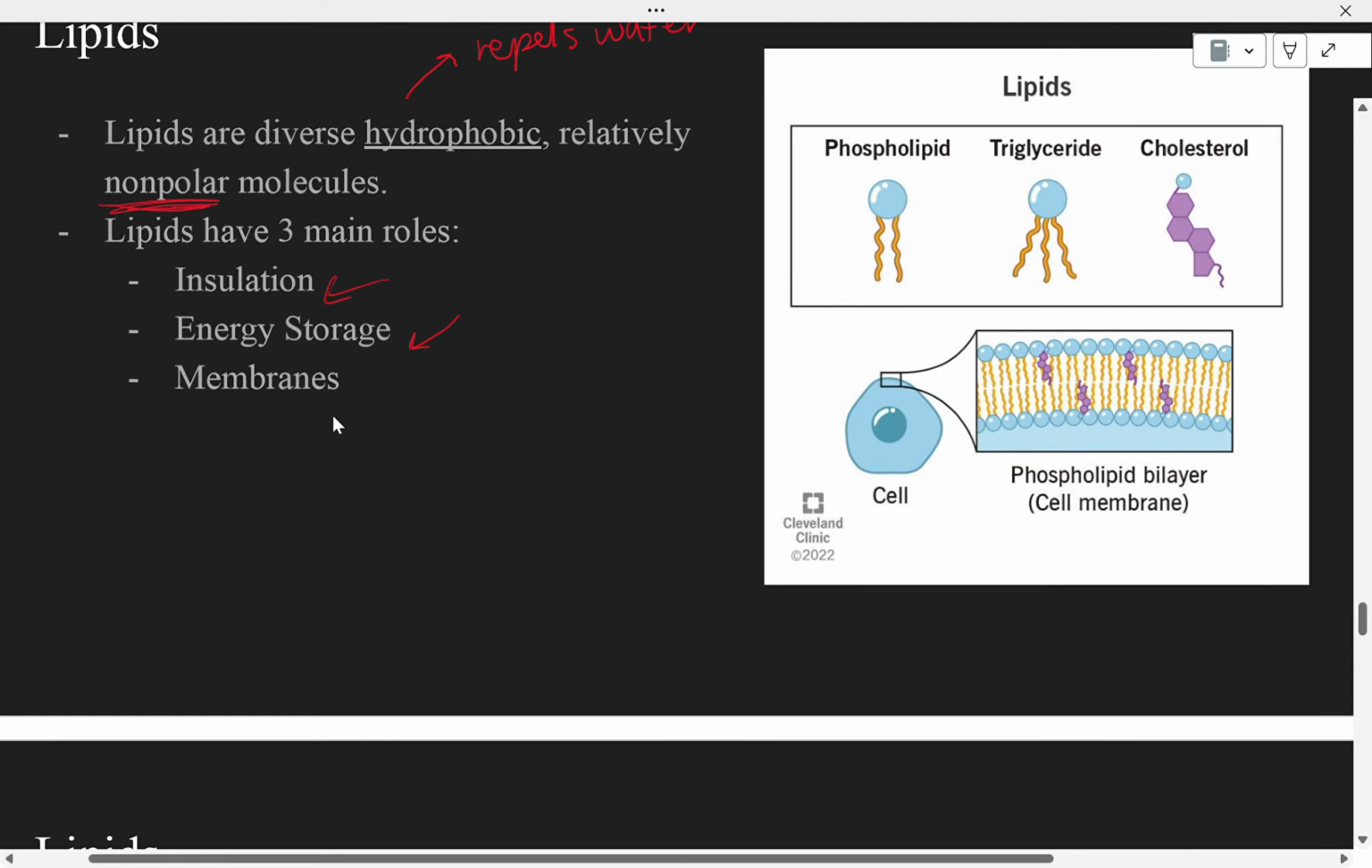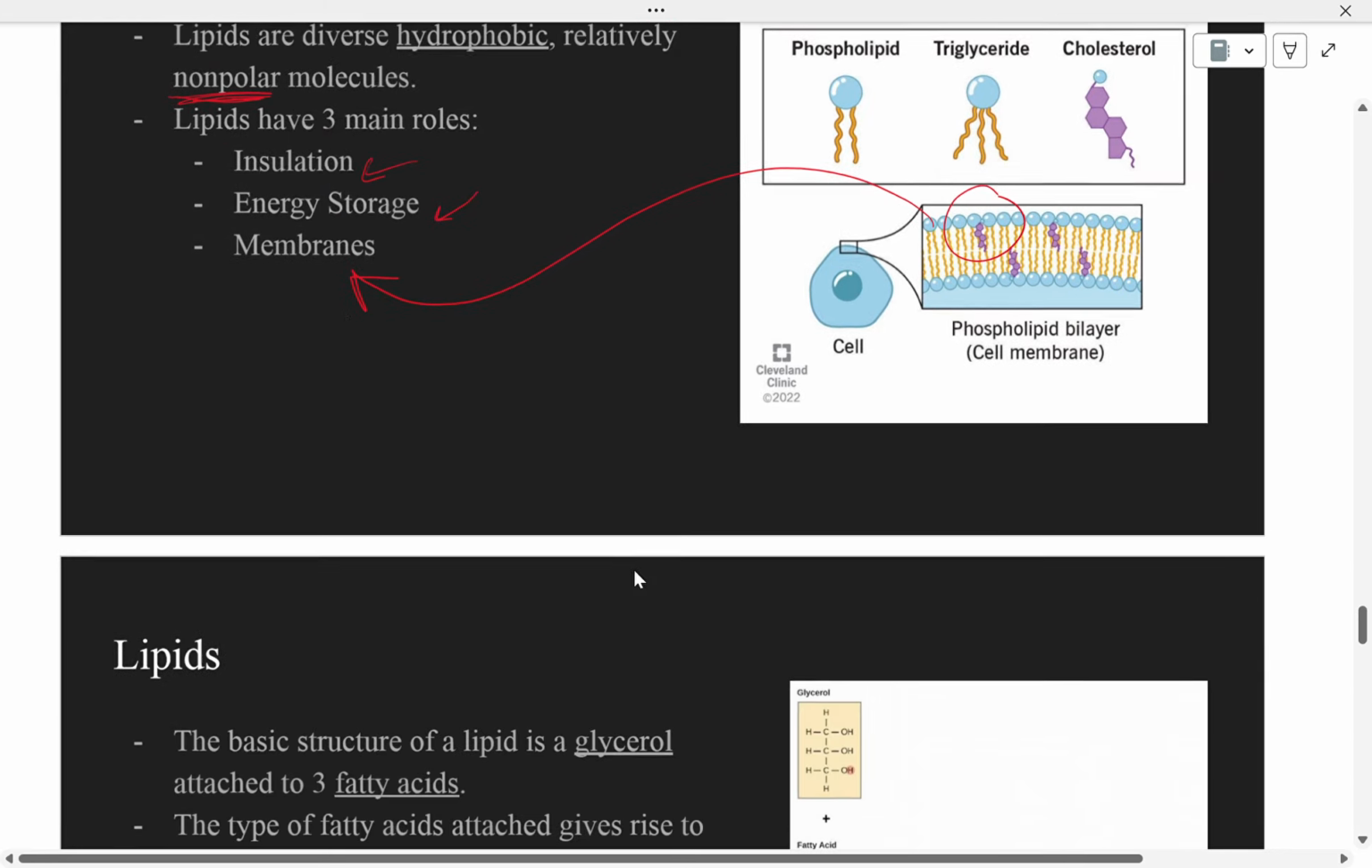And then membranes, if you remember these phospholipids that make up the membrane here, these are another key role of lipids for life.